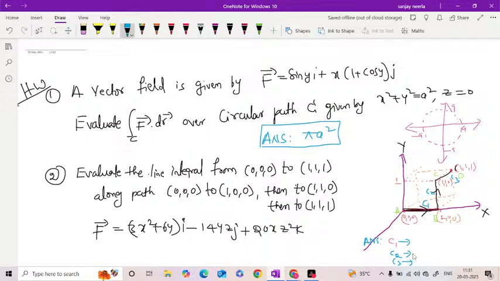Okay, now C1 result is 1 and C2 result is 0 and C3 result is 20/3. So final result is 1 plus 0 plus 20/3, we will get 23/3 as the result. Okay, so this is the homework problem.